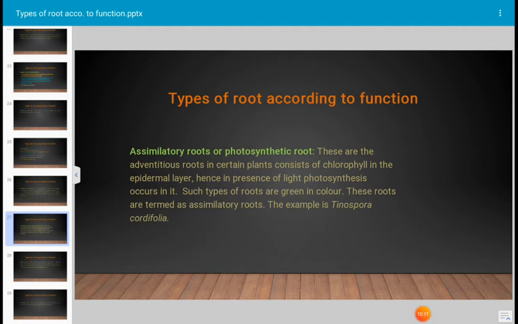These are adventitious roots of certain plants which contain chlorophyll in the epidermal layer. Hence, in presence of light, photosynthesis occurs in it. Such roots are green in color. These roots are termed as assimilatory roots. The example is Tinospora cordifolia.